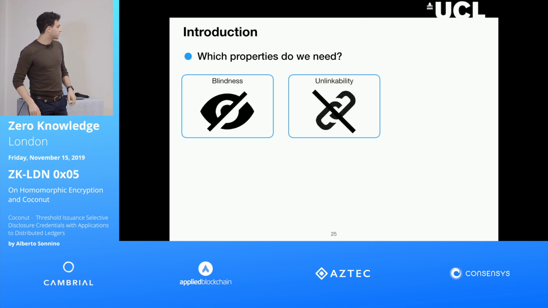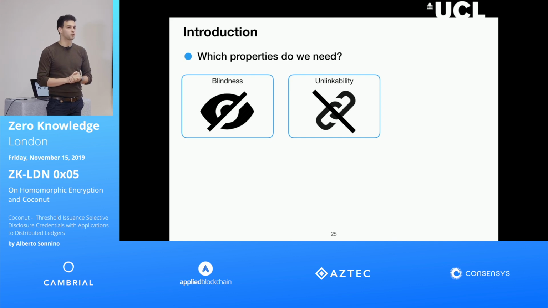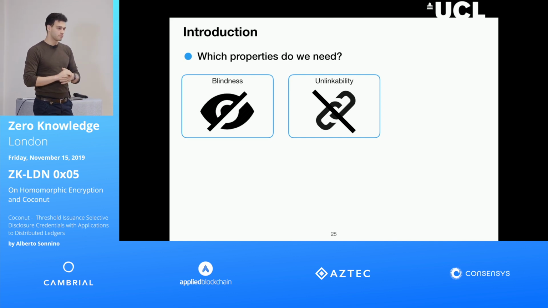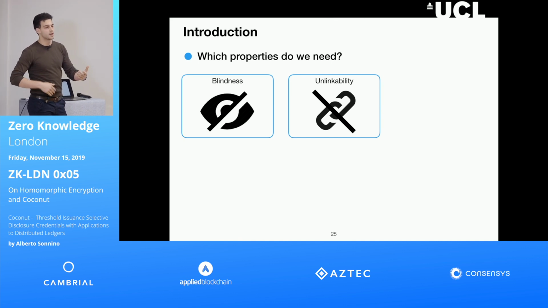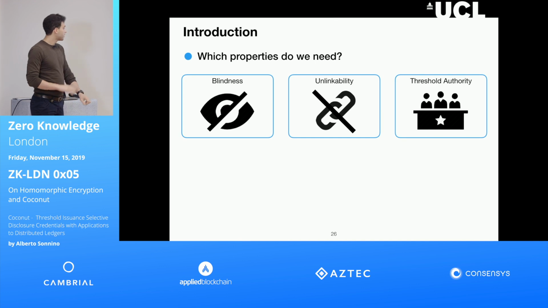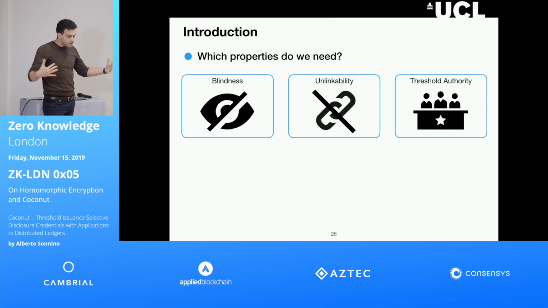The second one is unlinkability. This means that I have my credentials and I can go multiple times and use them in various places. So I can go twice to the same bar, show him the same credentials twice, and yet he should not be able to tell that I'm the same person who came twice. And this should be unlinkable across usages, but also across issuance and usage of the credentials. And threshold authority, that's kind of the new one. We don't want a single issuer to issue the credentials, but rather a joint set of people working together to get the credentials to the user.